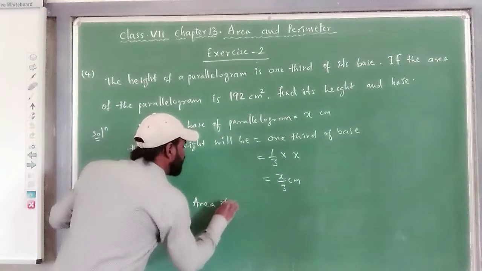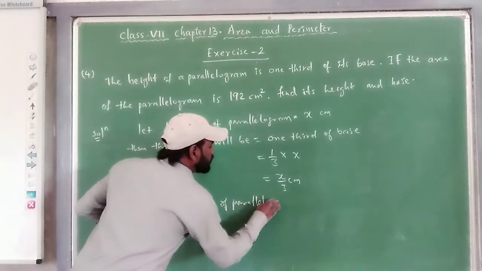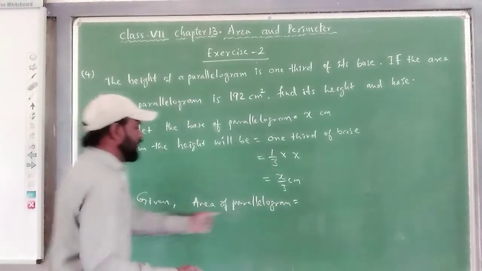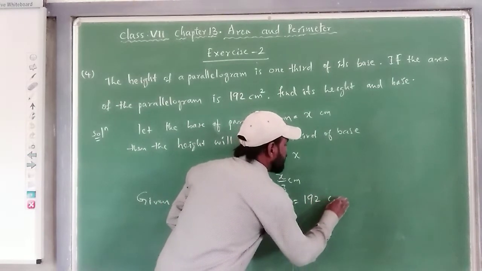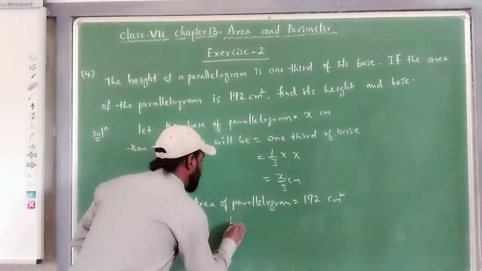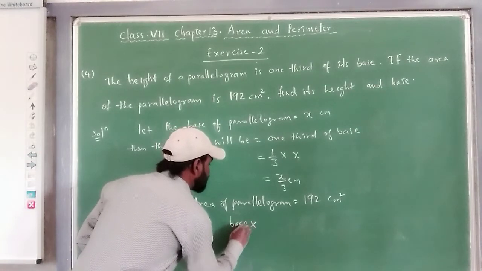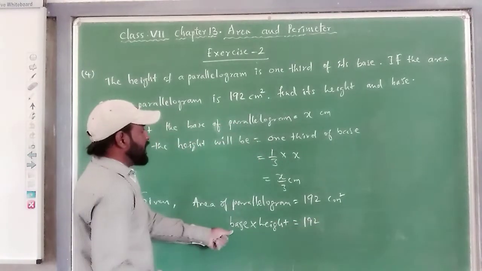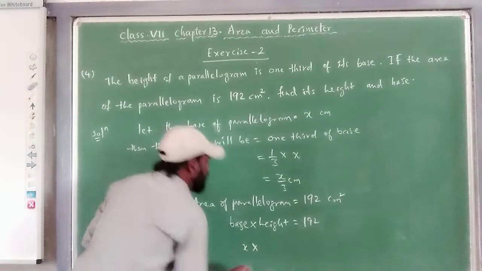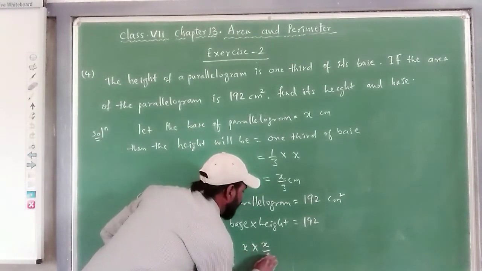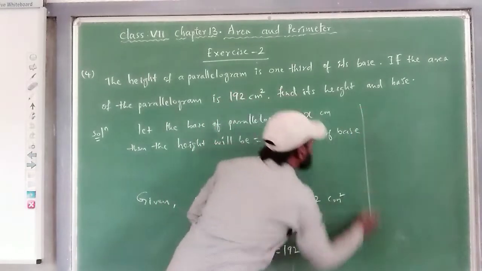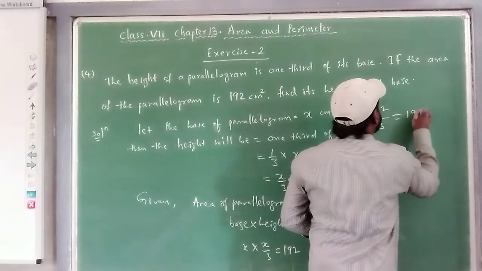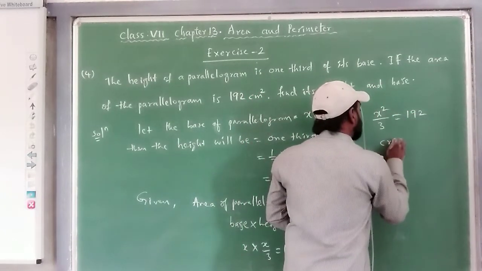So area of parallelogram, which is given, is 192 centimeters squared. But we know area of parallelogram is base into height. Base how much we assumed? That is x. Right? Height is how much? x by 3. That is equal to 192. Now you go for the simplification. x into x, x square. x square by 3 is equal to 192 centimeters squared. Now you go for the cross multiplication.